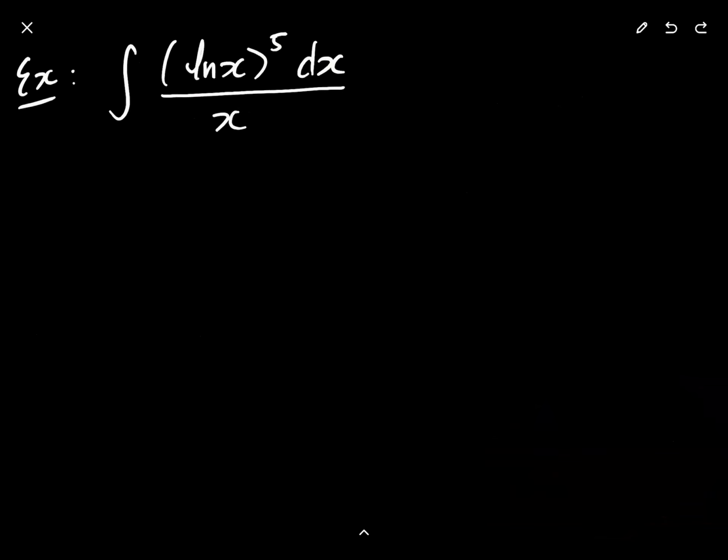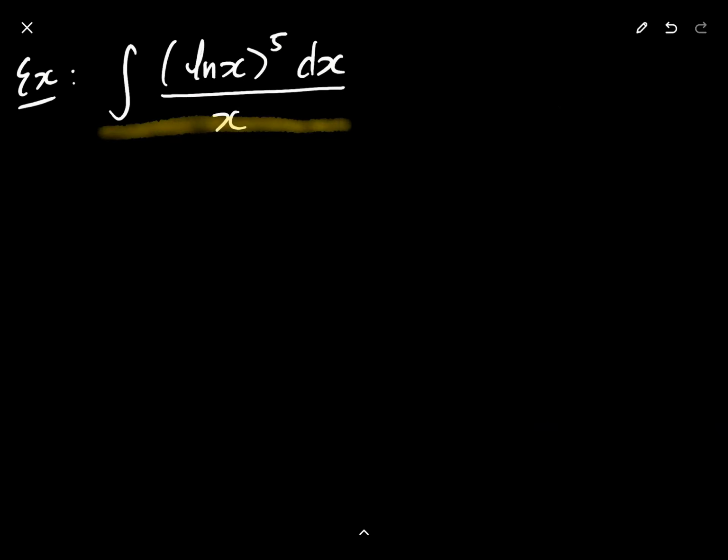In the next example, we have the integral of (ln x) to the 5 over x with respect to x. Again, this is not a basic integral in x, so we can try a substitution. Here we could choose ln x to be u, since it's in this power 5. Also, the derivative of ln x is 1 over x, which appears in the integral. So u will be ln x, and du is the derivative of ln x, 1 over x, times dx.